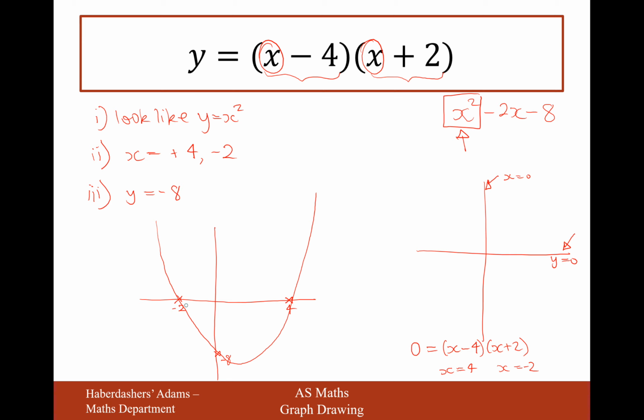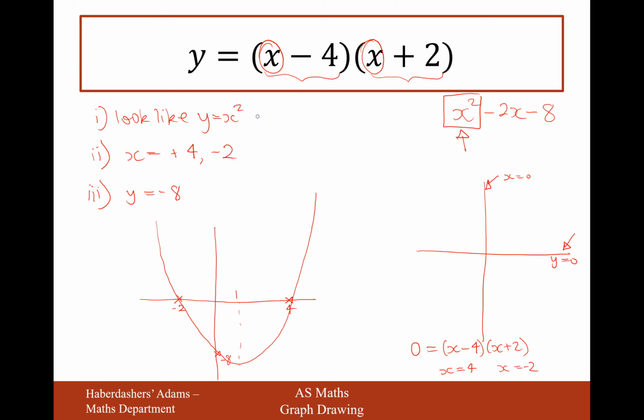That's because if you look at the roots, we have minus 2 and 4, and the midpoint is going to be where it reaches its minimum point. So it's going to be slightly shifted to the right, going through minus 8 on the y-axis and minus 2 and 4 on the x-axis.